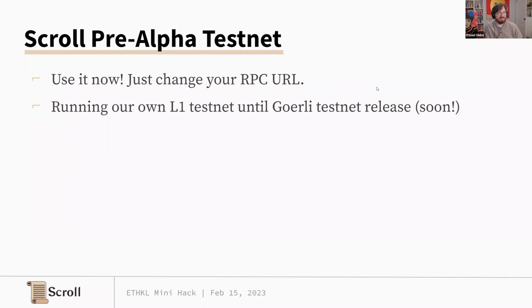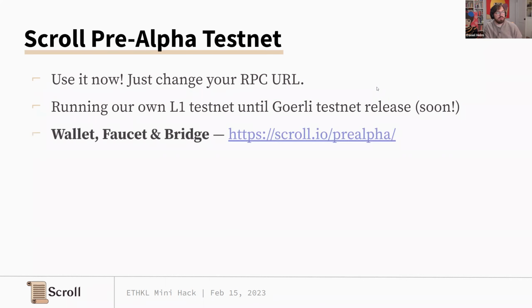No dates, but soon. If you're interested in trying this out from the user perspective, check out scroll.io/pre-alpha, where, like I showed before, there are buttons to set up your MetaMask wallet, get funds from our faucet and bridge those over.